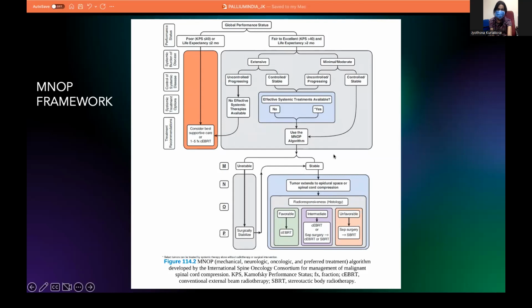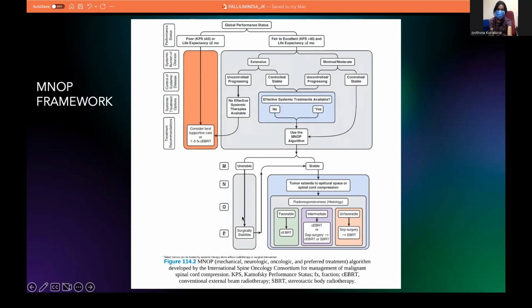In the rest of the cohort, so M and OP. M stands for mechanical. So you always assess, using the image and using a separate algorithm, whether the spine is stable or unstable. So in case of an unstable spine, always go for the spine stabilization surgery. Once you stabilize the spine, or in patients whose spine is stable, see the extent of the cord compression. That we'll cover in the next slide.